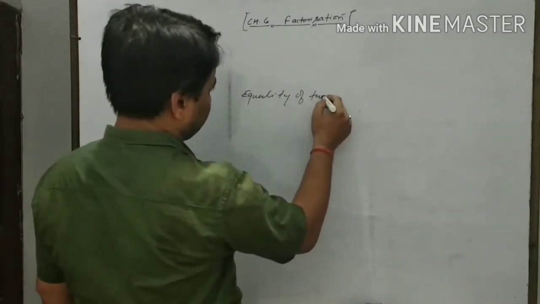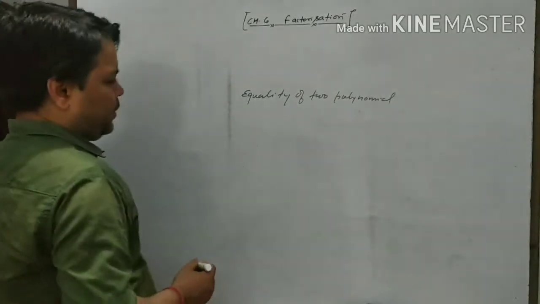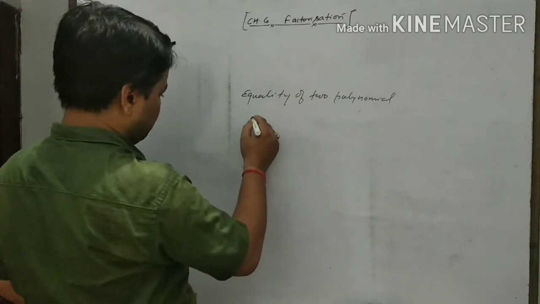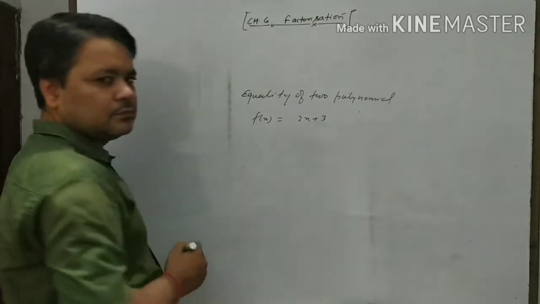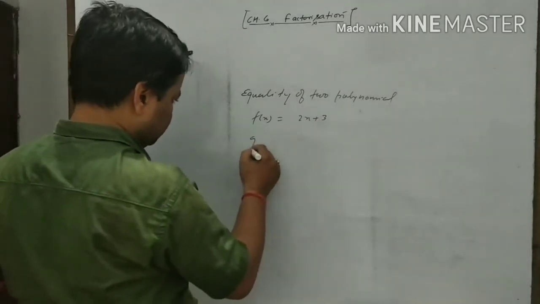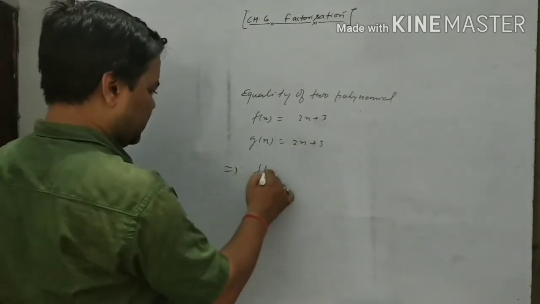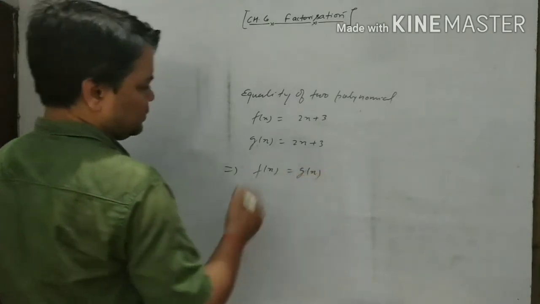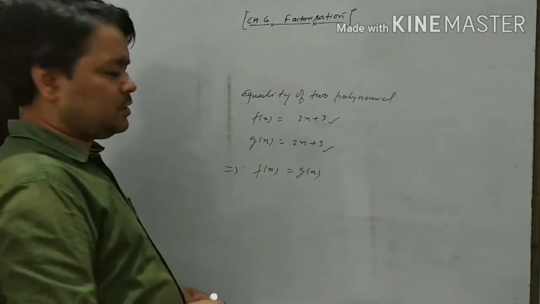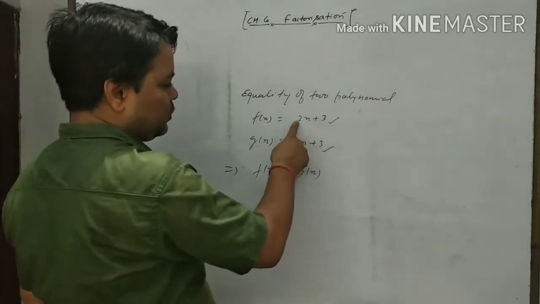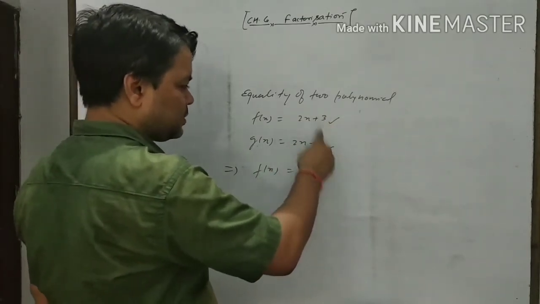Equality of two polynomials. Look here, if I write f(x) is equal to 2x plus 3, and g(x) is also equal to 2x plus 3. This implies that f(x) is equal to g(x). There is a similarity in this polynomial and this polynomial. Here we see that the coefficient of x is 2 here, and the coefficient of x is 2 here also. The constant term is 3, constant term is 3.